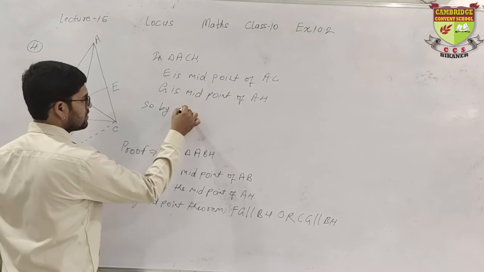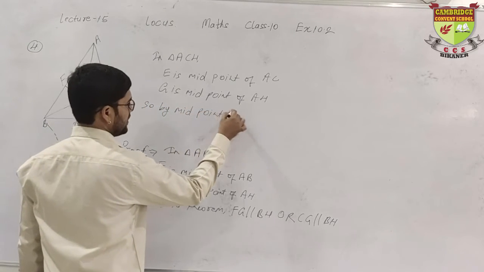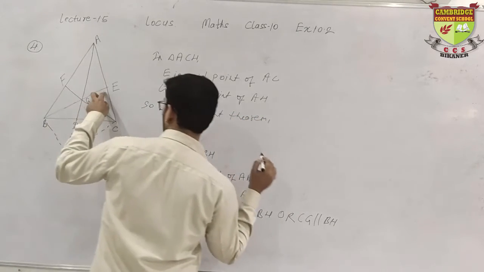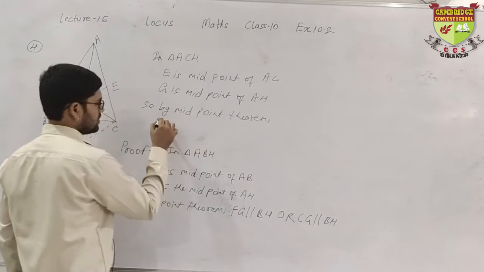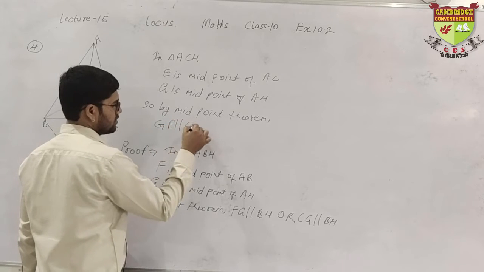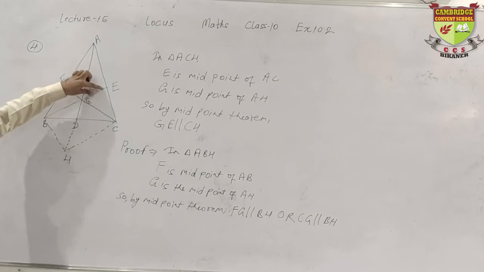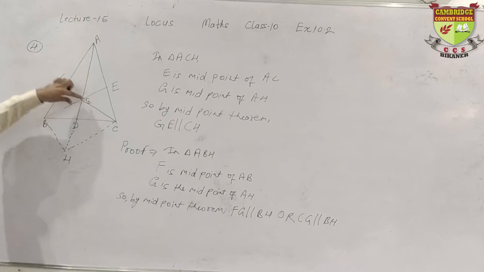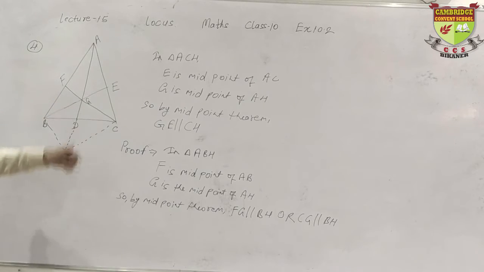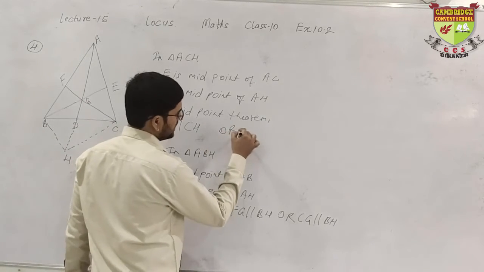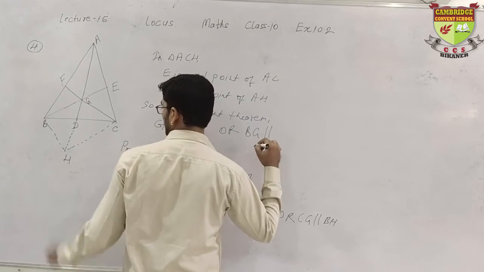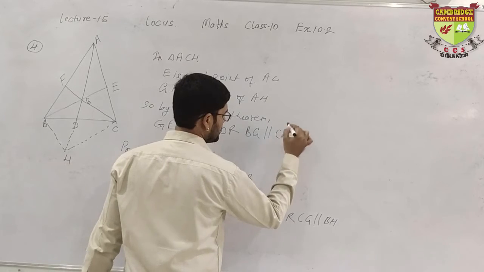So by the midpoint theorem, what can we say? GE is parallel to CH. Now see, if GE is parallel to CH, BG will also be parallel to CH. Why? Because GE and BG are on the same line. Or we can say BG is parallel to CH. Right? Okay.